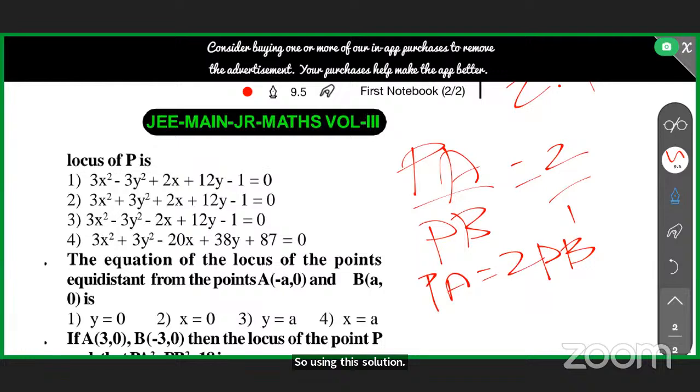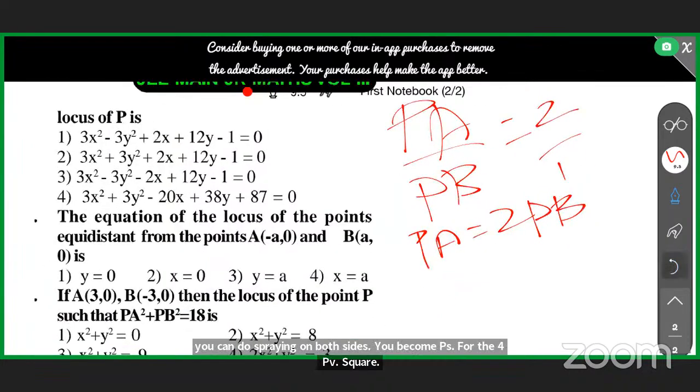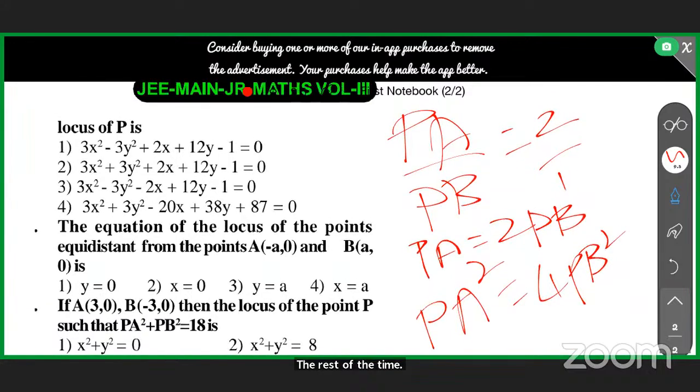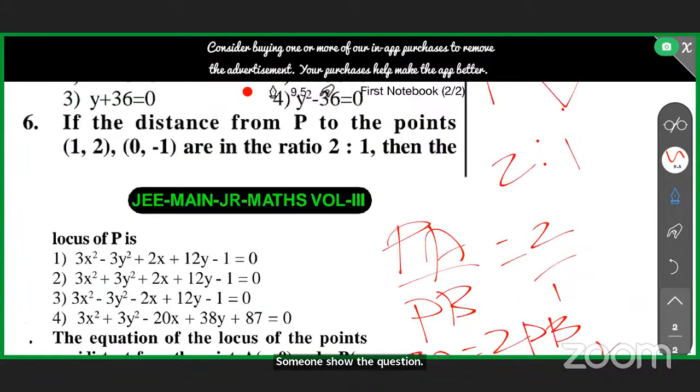You can do squaring on both sides. It will become PA square is equal to 4 PB square. You can simplify and go. Sir, once show the question. The question is: the distances from P to the points (1, 2) and (0, -1) are in the ratio 2:1, then the locus of P is.